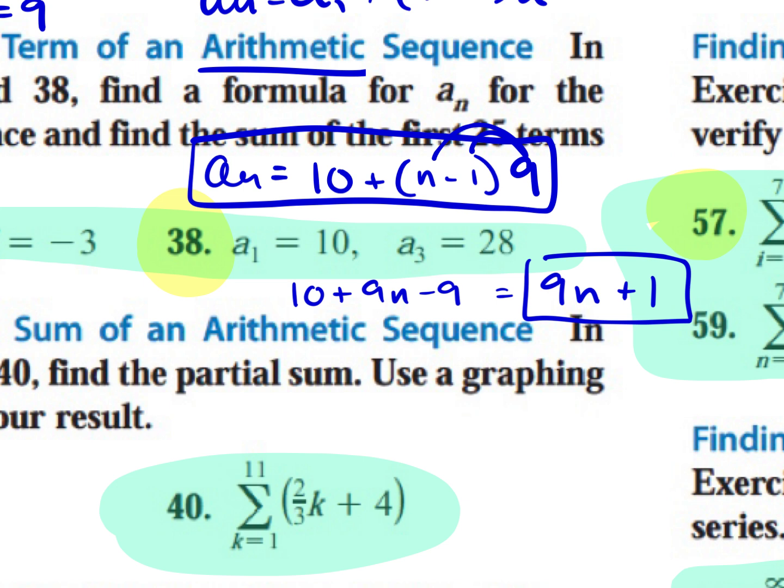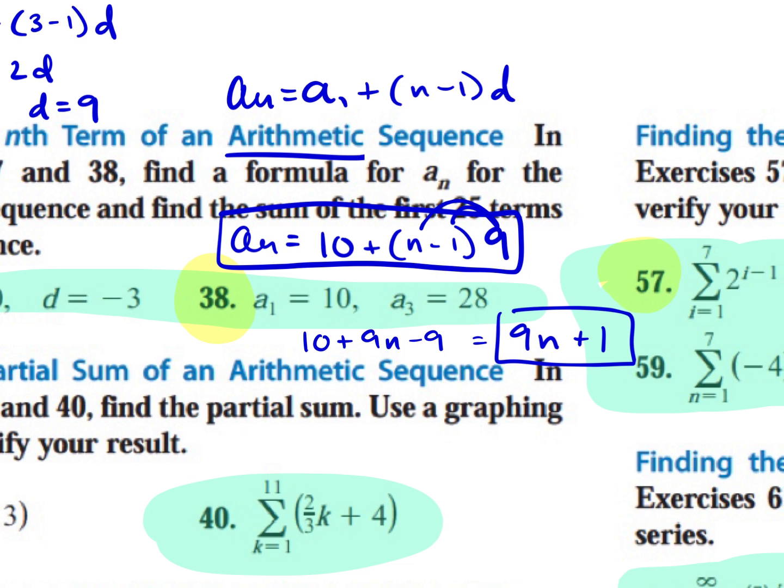Again, use your answer choices to help you. You can plug a sub 1 into all of your answer choices and see if it matches, see if you have the pattern. So use your answer choices to help you. The second part of this question says find the sum for the first 25 terms.